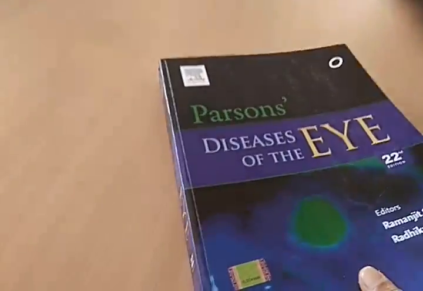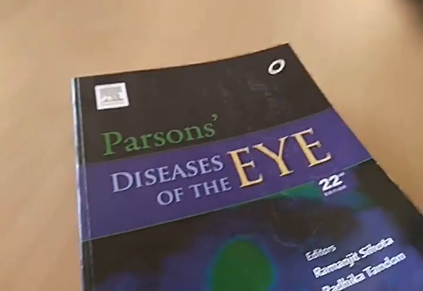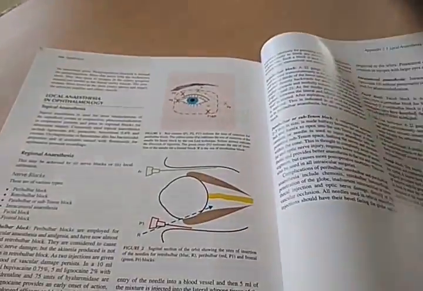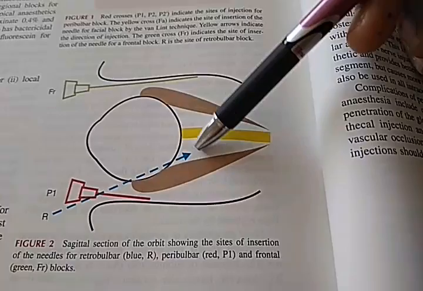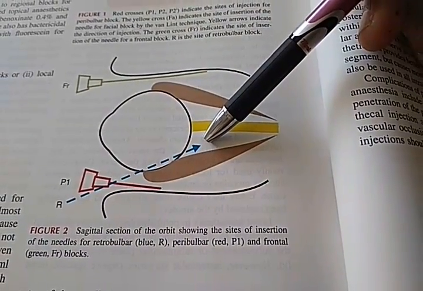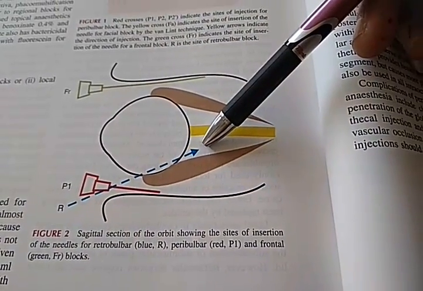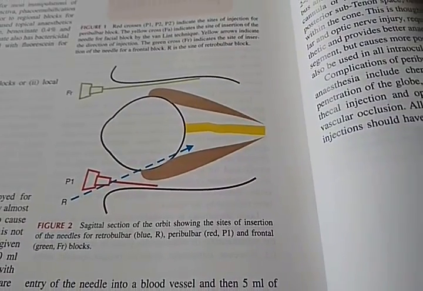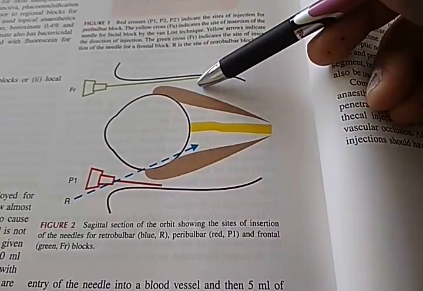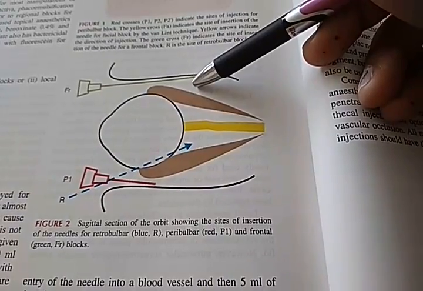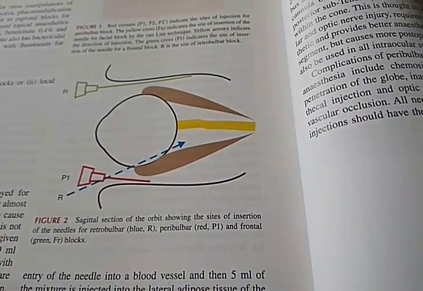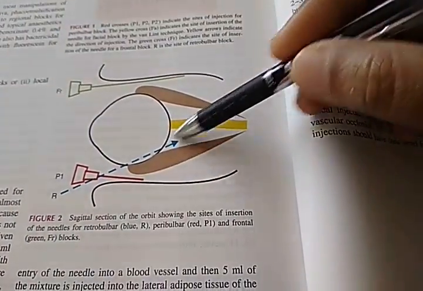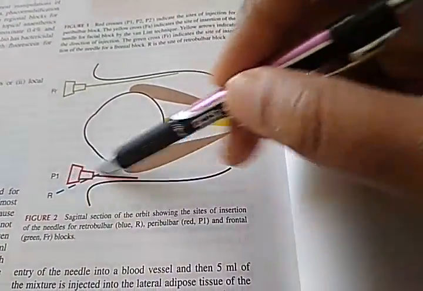Guys, so we have almost come to the end of this Parsons Diseases of the Eye. We have looked at it in much detail, so that we understand things. See, this one is what? Retrobulbar, right? Am I saying correctly? Blue is retrobulbar, yes. And this one is peribulbar. FR is what? Frontal. Okay. See, retro is behind, so you can easily say this is retro and this is peribulbar.